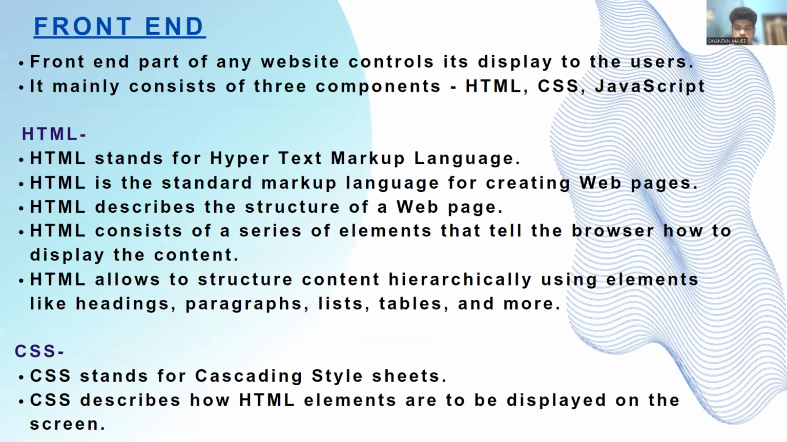Now let's discuss the front-end part. It consists of HTML, CSS, and JavaScript. HTML stands for Hypertext Markup Language. It is a standard markup language for web page creation. It allows the creation and structure of sections, paragraphs, and links using HTML elements such as tags and attributes. HTML documents are made up of three main parts: the header, the body, and the footer.